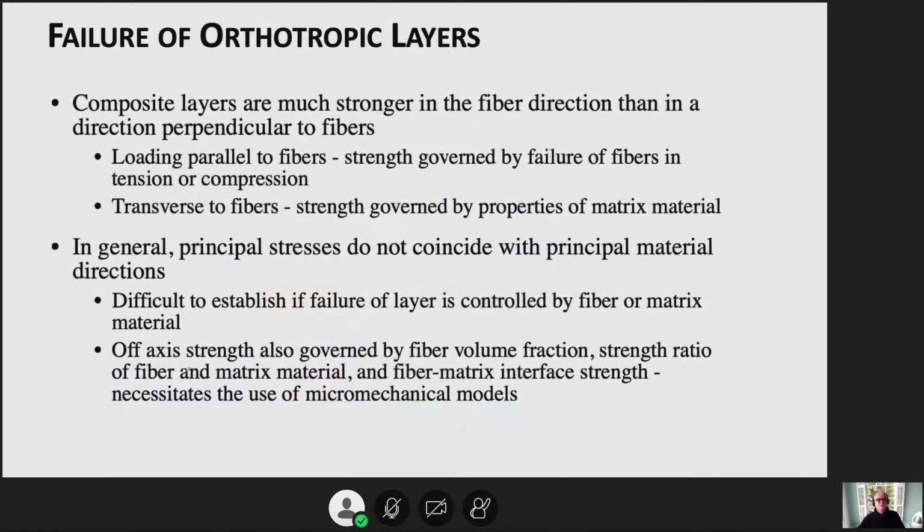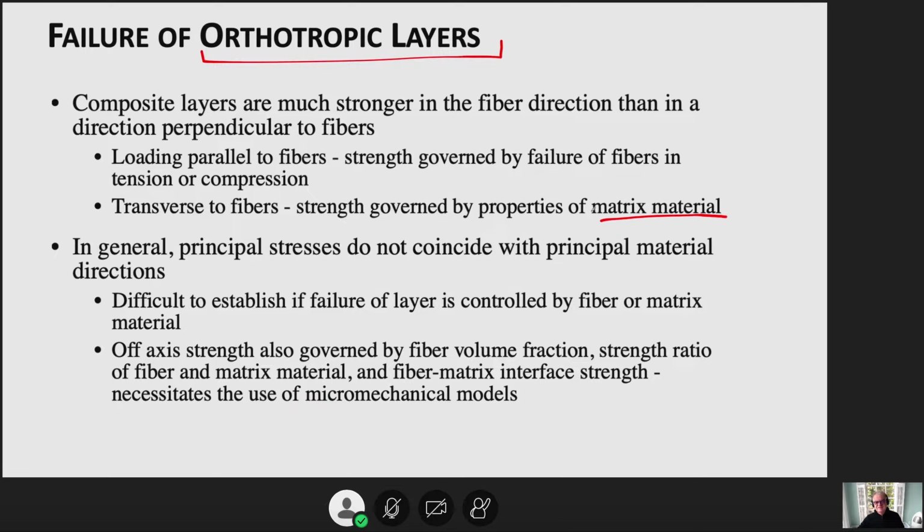So if we go to composites and we start with a single layer, let's say an orthotropic layer, they are much stronger in the fiber direction than perpendicular to the fibers. We basically then say loading parallel to fibers. In that case, strength is going to be governed by the failure of the fiber, either in tension or compression. And in a direction transverse to the fibers, the strength is governed by the matrix properties alone, nothing else.